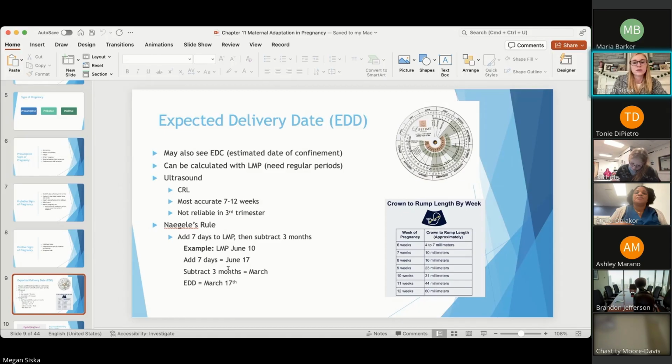And then you would subtract 3 months, which would put you in March. So then you take your March 17th, and then you change the year. If it was June 10th of 2025, the due date would be March 17th of 2026. Does that make sense? So this is just, once again, a rough estimate, but Nagel's rule: you add 7 days, subtract your 3 months, and then adjust your year if you need to, and that would give you an estimated due date.